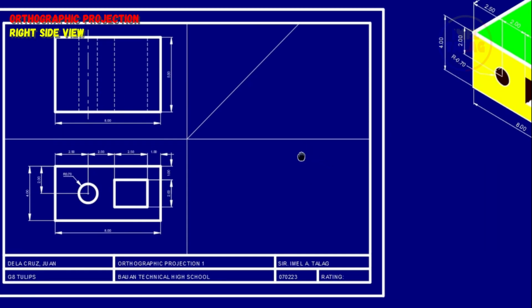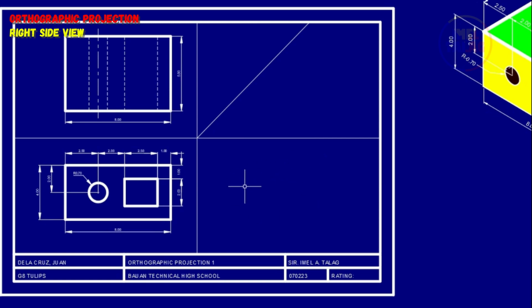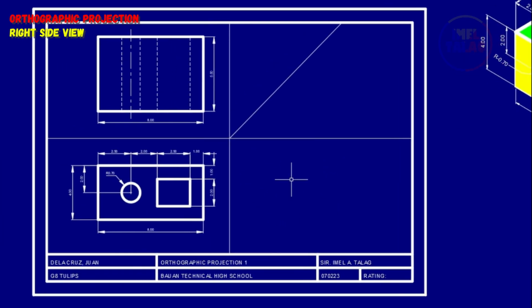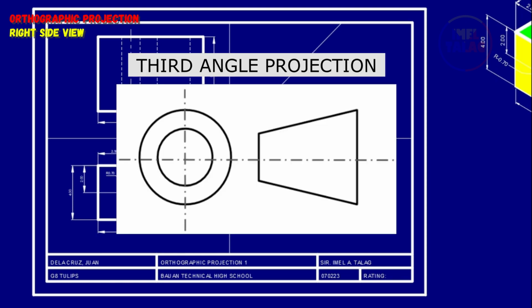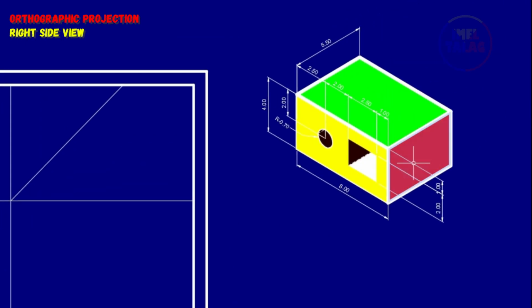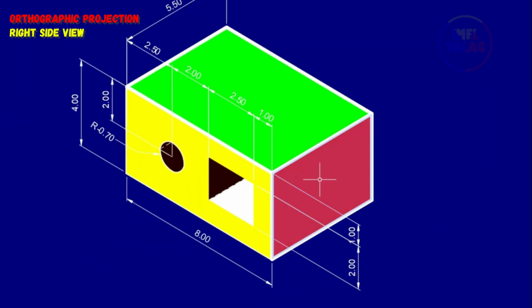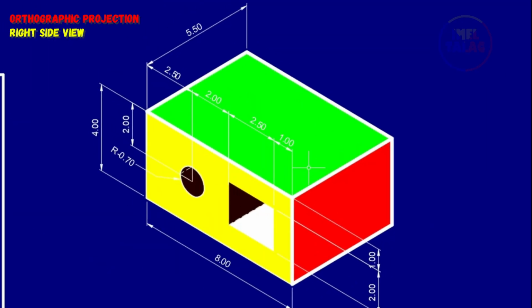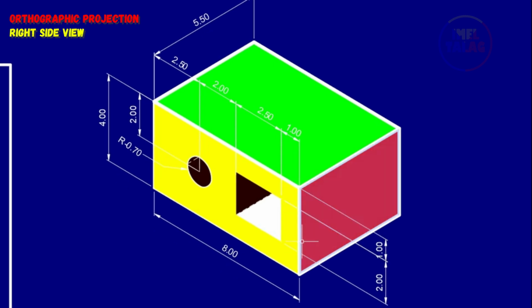Lipat tayo dito sa ating AutoCAD. Dito sa portion na to, dito natin gagawin yung ating right side view because we will be using the third angle projection. At kapag third angle projection yung ating ginagamit, ang top view ay located here at the top and front view dito sa baba, and sa kanang bahagi naman yung right side view. Okay, so anong dimension ang kailangan natin for the right side view? By the way, ang right side view natin in this given isometric drawing is this color red. Okay, so ang dimension natin dyan is height, which is 4 centimeters, and the depth, which is 5.5 centimeters.